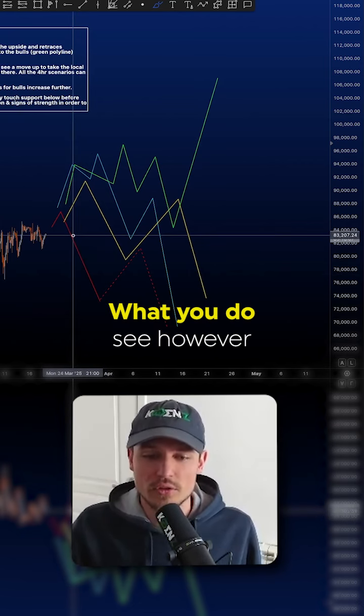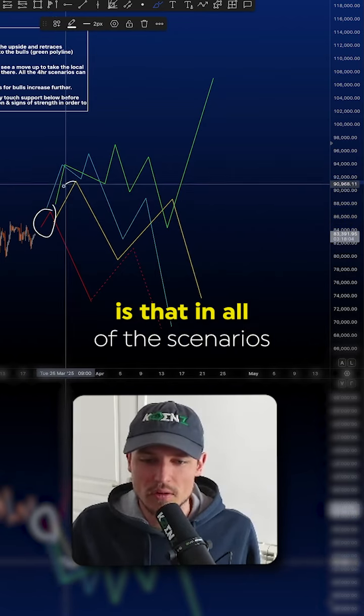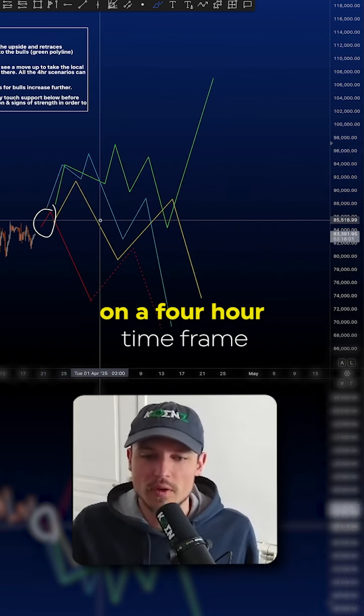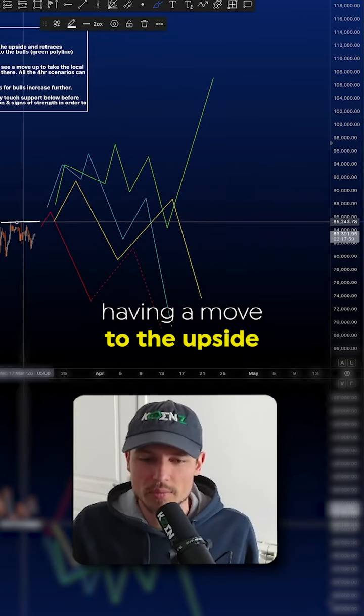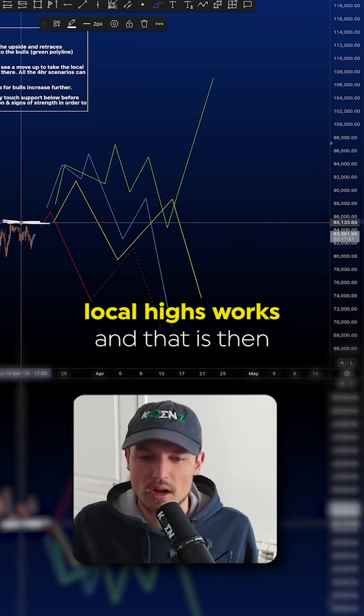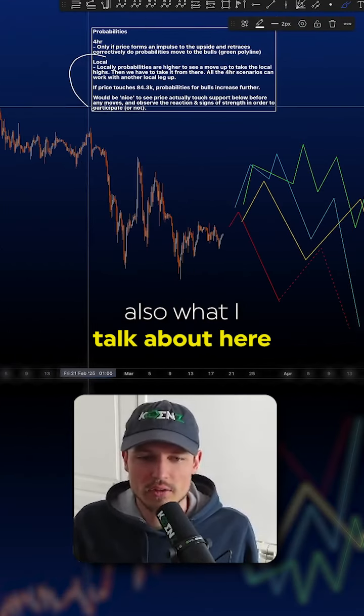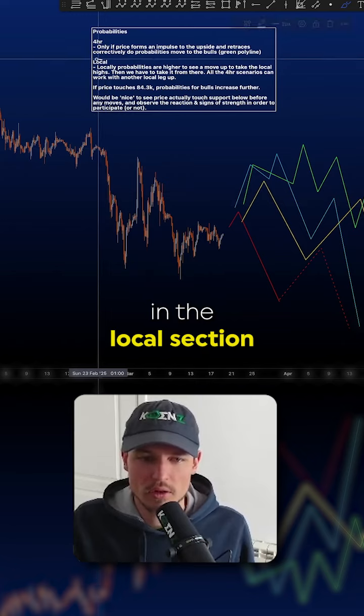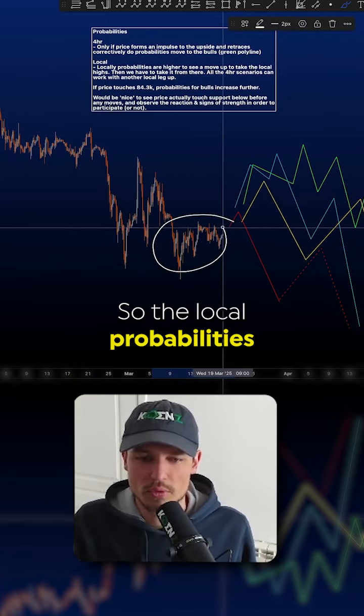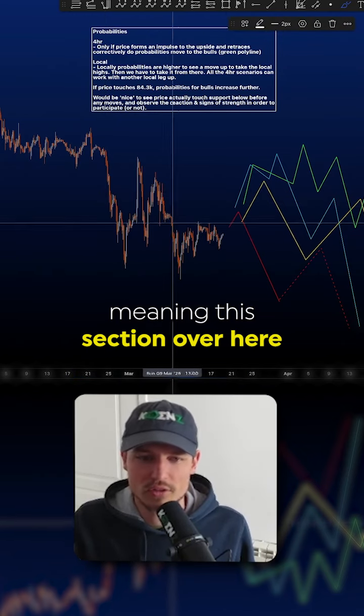What you do see, however, is that in all of the scenarios on a 4-hour time frame, having a move to the upside to at least take out these local highs works. And that is then also what I talk about here in the local section. So the local probabilities, meaning this section over here.